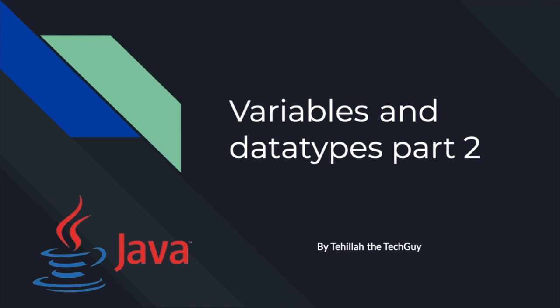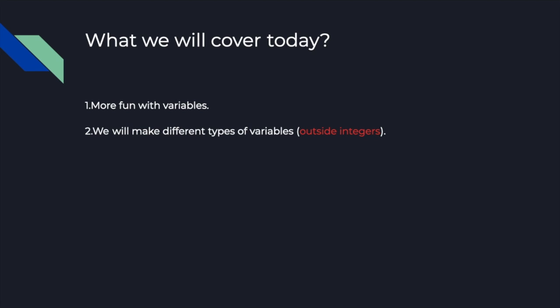All right. So last time we talked about how to declare and use variables in Java, specifically creating integer type variables. But this isn't the only type of variable we can create in Java. Today we'll be looking at various data types and creating variables of that type. So what are we doing today? Today we're going to have more fun with variables, because we love variables here.